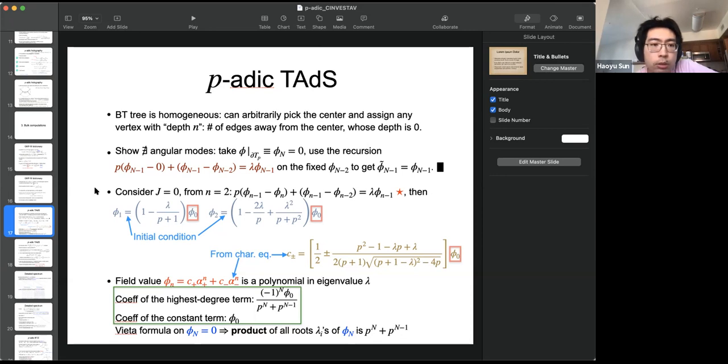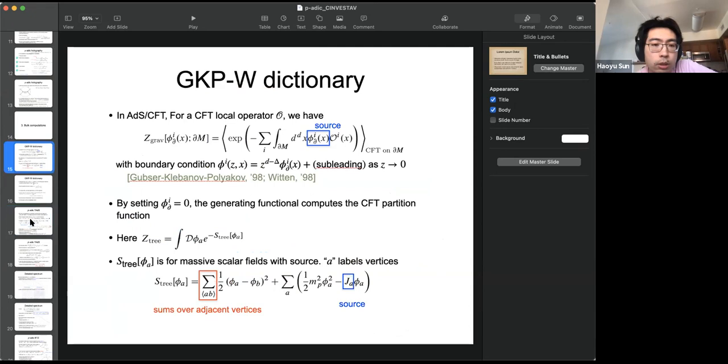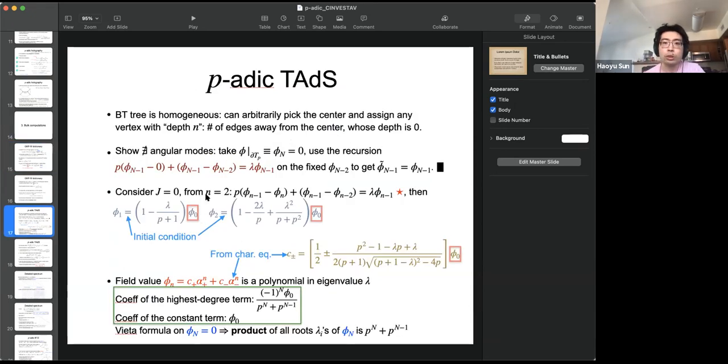And then here we consider the source to be 0. Namely, we turn off the source. Then we start from depth 2, and we have this recursion relation. Phi naught is the field value at the center, and we have the 2 initial conditions. Because this is a linear second order recursion relation, we can solve it by solving the quadratic characteristic equation, which gives us the root alpha, and in combination with the initial conditions, we can solve for the coefficients. Then we can express the field value at any depth n as follows.